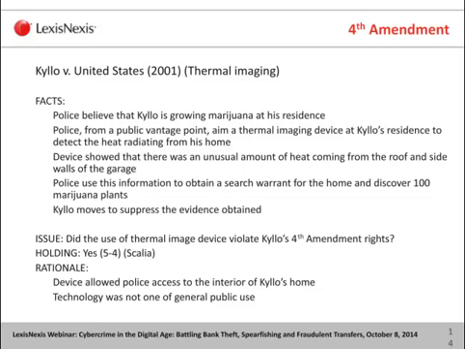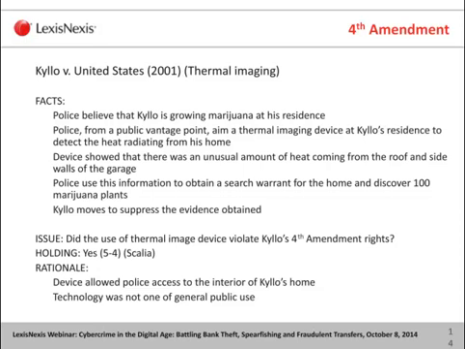Okay, the first case I think some of you are familiar with is Kyllo. Kyllo is, at least with respect to technology, a somewhat older case. It was decided in 2001, and it involved thermal imaging. Here, law enforcement believes that Mr. Kyllo, up in Oregon, is growing marijuana at his residence.